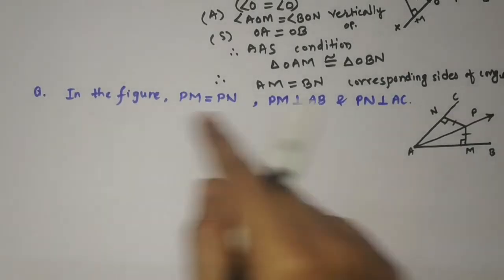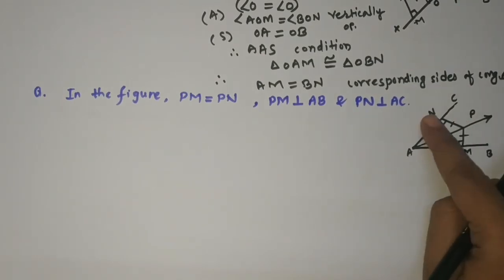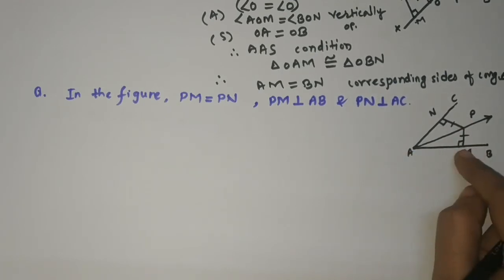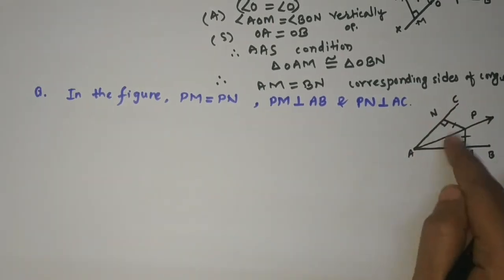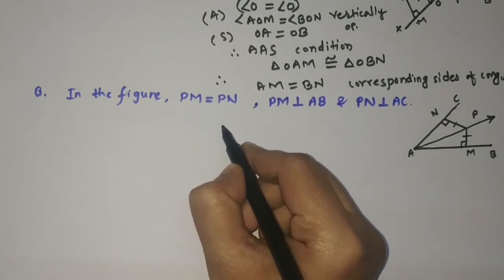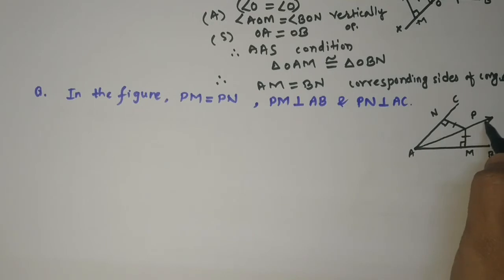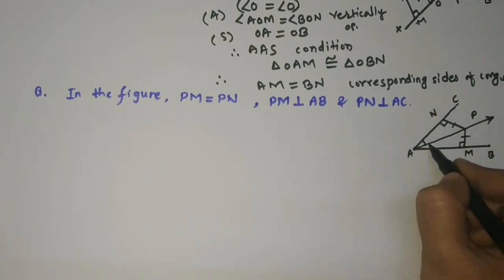Now the next question is, in the given figure it is given that PM is equal to PN, and PM is perpendicular to AB making 90 degrees, and PN is perpendicular to side AC. We have to show that these two triangles are congruent to each other. So first of all, if you see carefully, PA is bisecting this angle, so here two angles are coming.